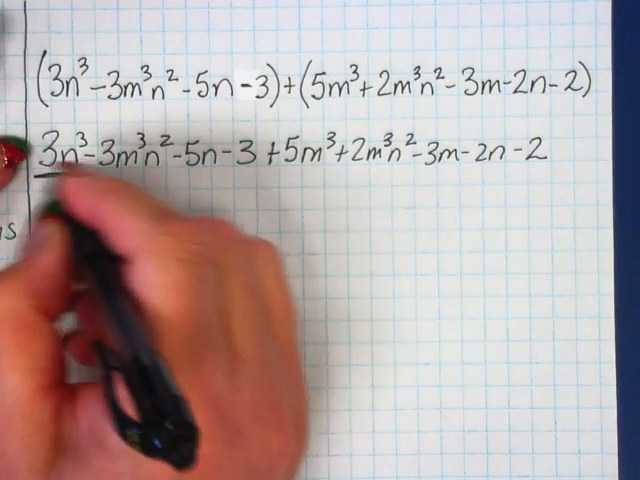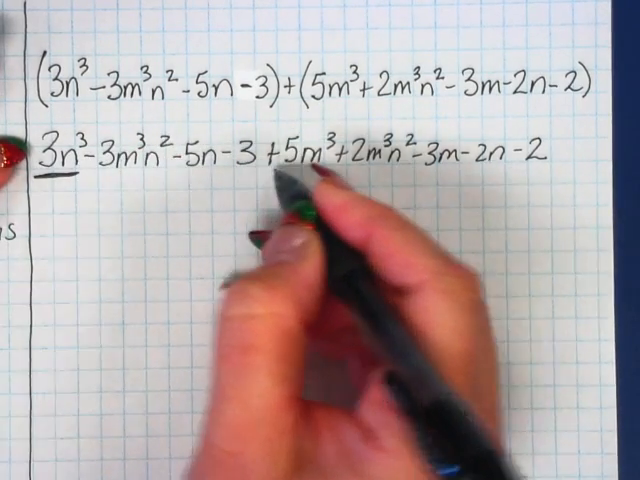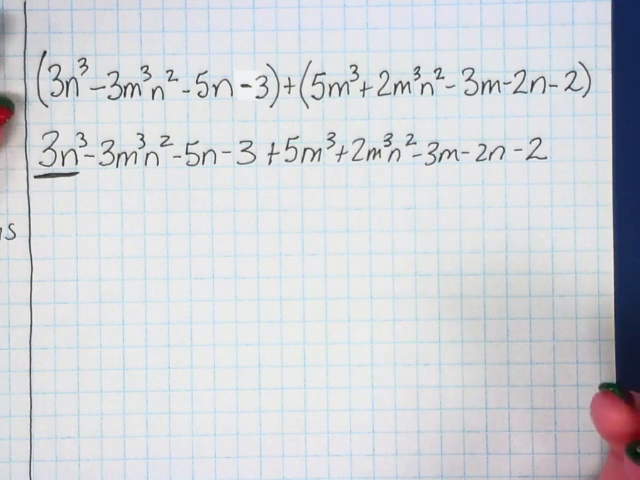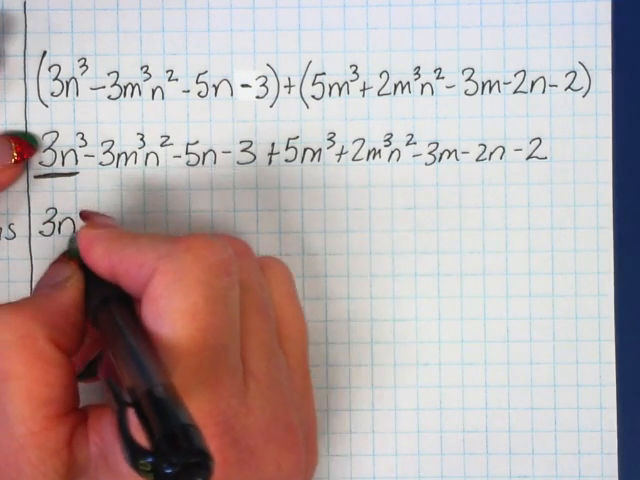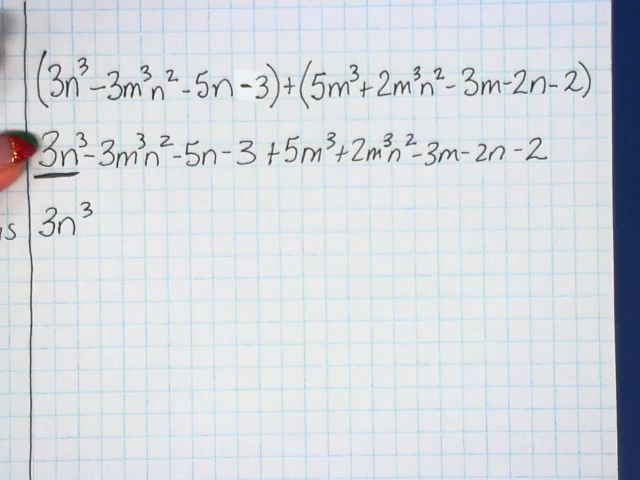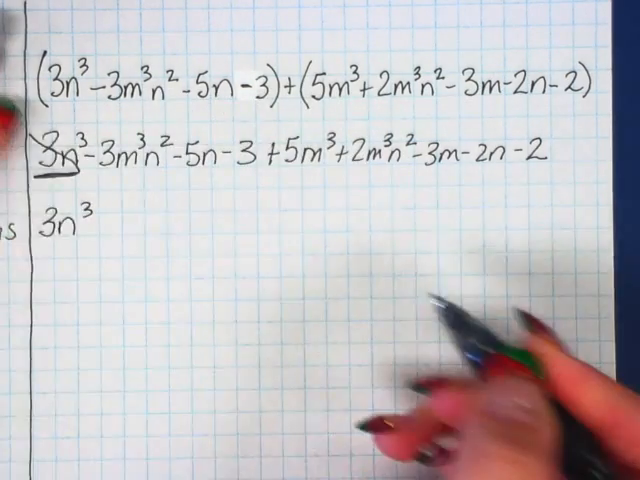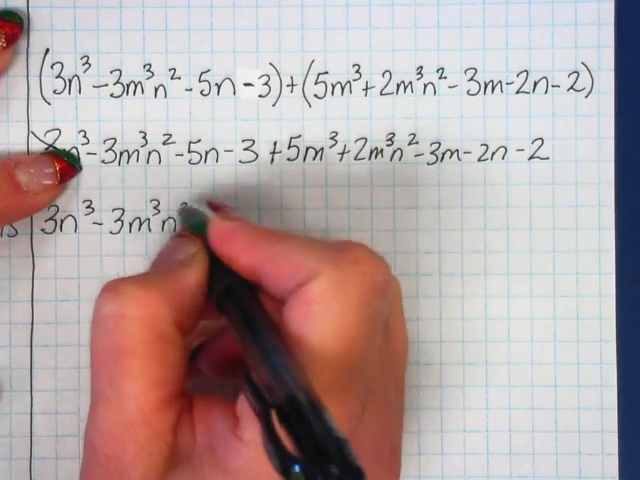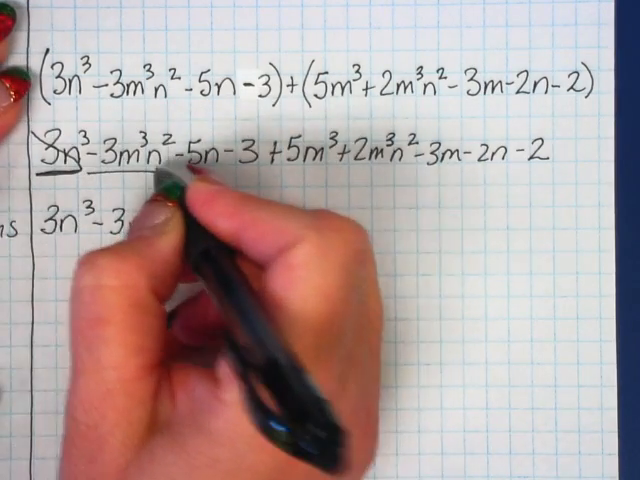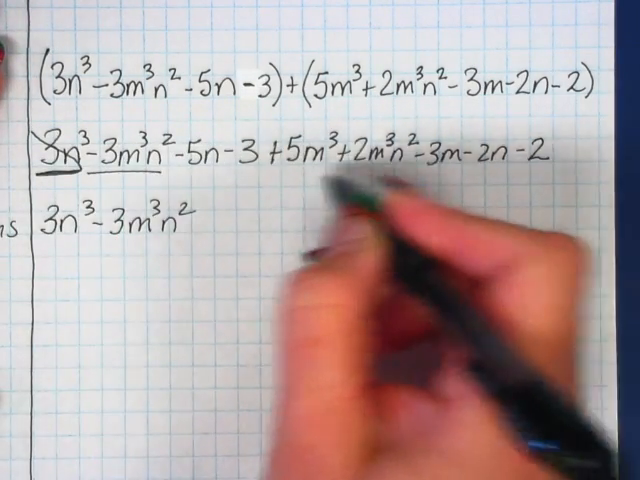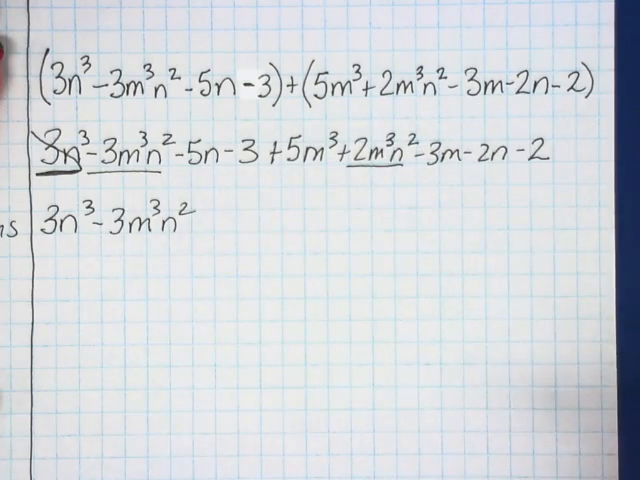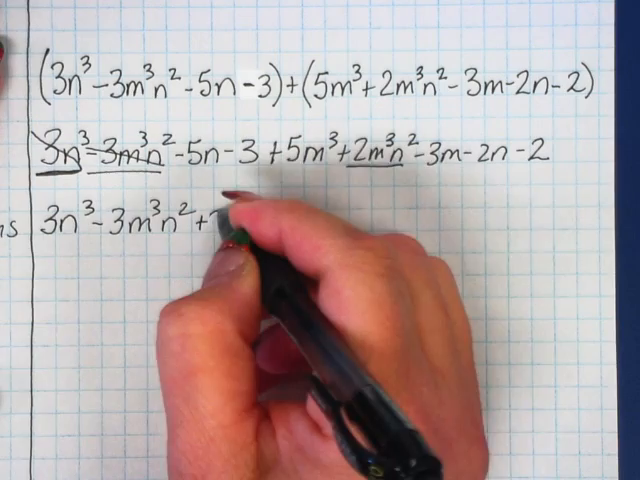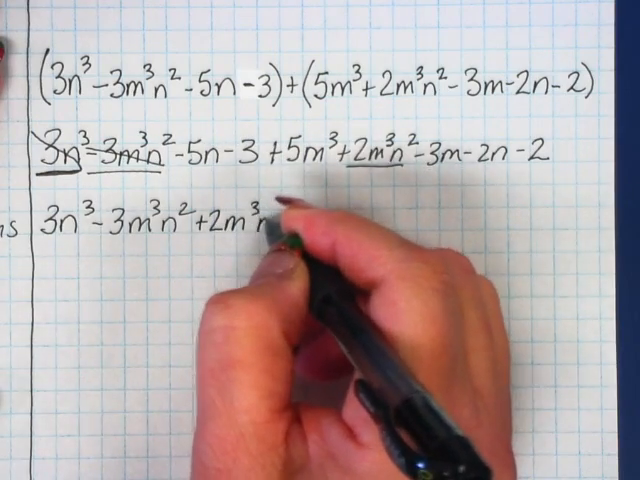So here's an n to the third. And there's no other n to the third. So I'm just going to write that down, n to the third. All right. My next thing is m to the third, n to the second. Here's m to the third, n to the second. So I write that one down. That's a positive m to the third, n to the second.